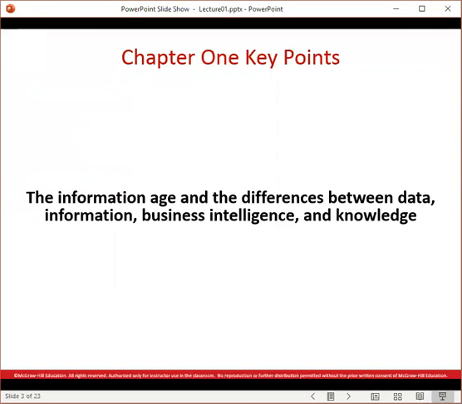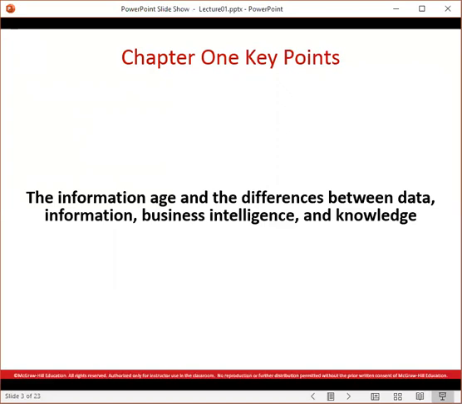Data are raw facts that describe the characteristics of an event or an object. Information is data that's converted into meaningful and useful context. Business intelligence is information collected from multiple sources used to analyze patterns and trends and applied to strategic decision-making. Knowledge includes the skills and expertise coupled with information and intelligence that creates a person's intellectual resources.